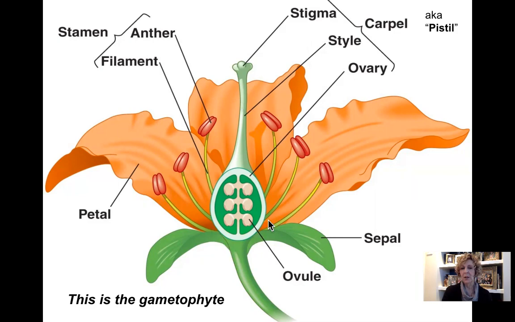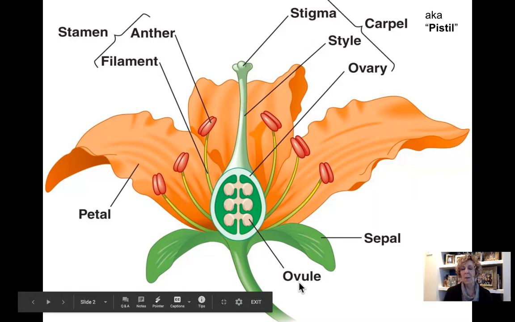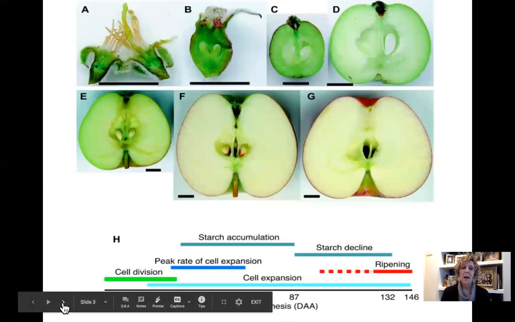And so you do need to know the parts of a plant, and that's important to know before we start talking about what Gregor Mendel did with his plants. But just to kind of show you what a fruit is, right? So a fruit is a swollen, fertilized ovary.